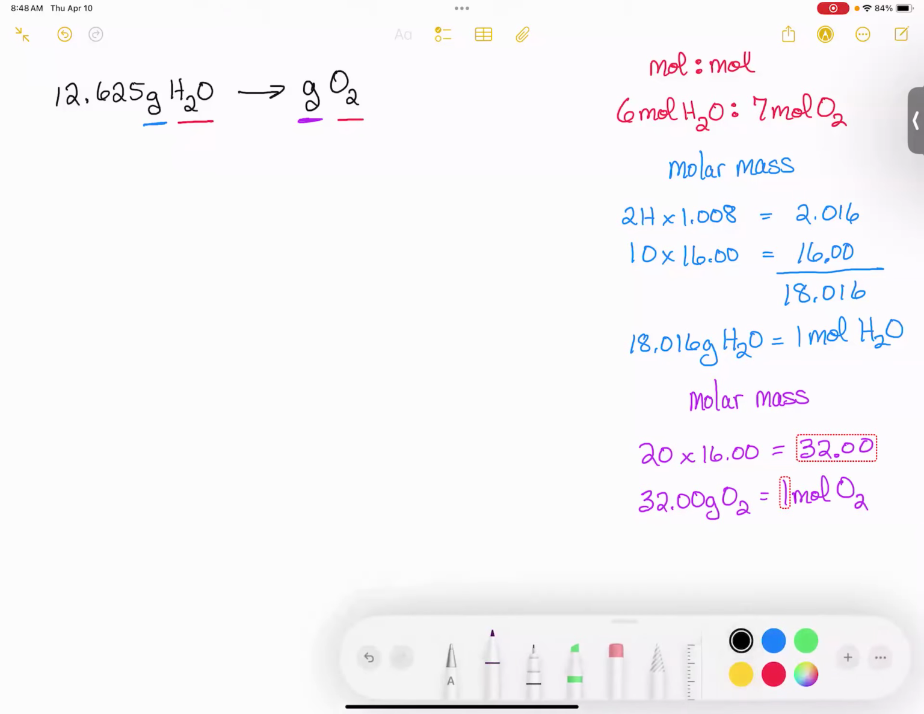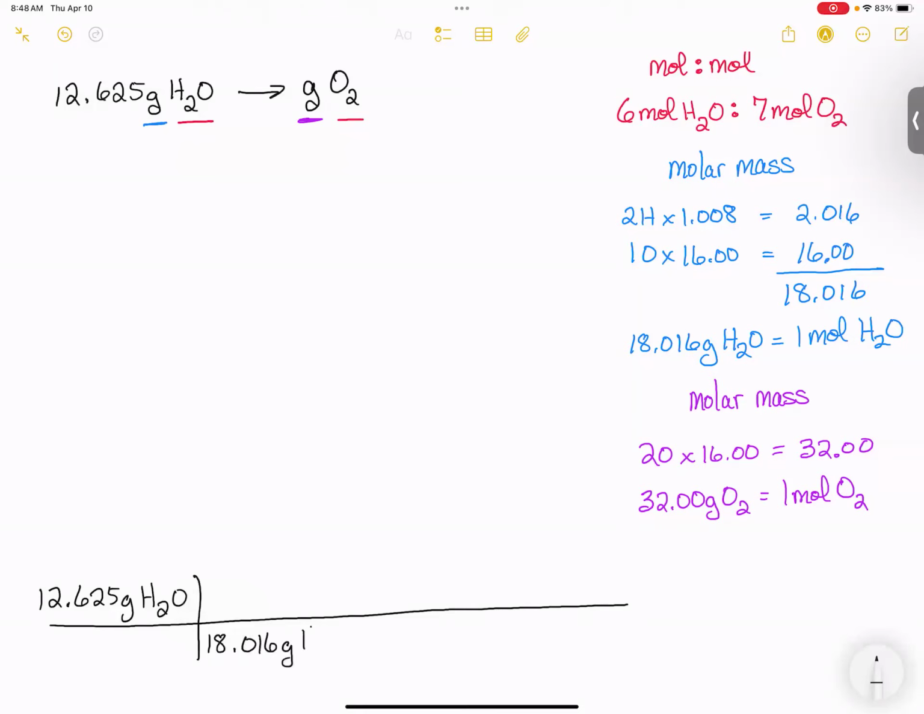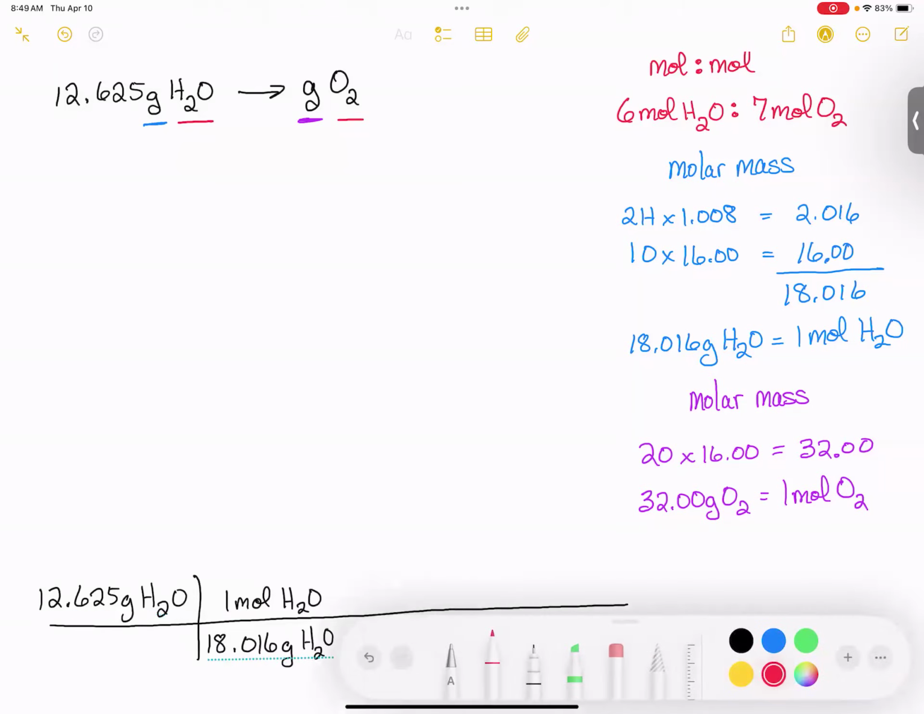Now that I've broken it down, I'm ready to begin this math. So I have 12.625 grams of water. My first conversion factor needs to have grams of water. Therefore, I'm going to use the molar mass of water. So 18.016 grams of water is going to go into the denominator, while the 1 mole of water goes into the numerator. We had to place the grams of water in the denominator so that the unit and the substance would cancel, leaving us moles of water.